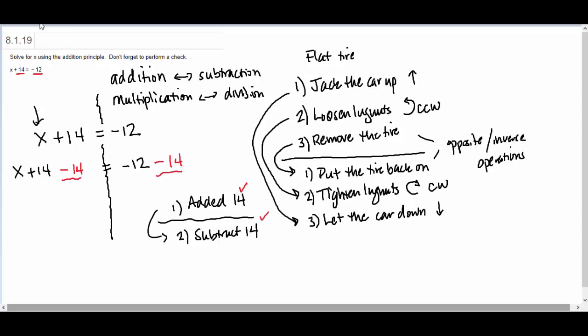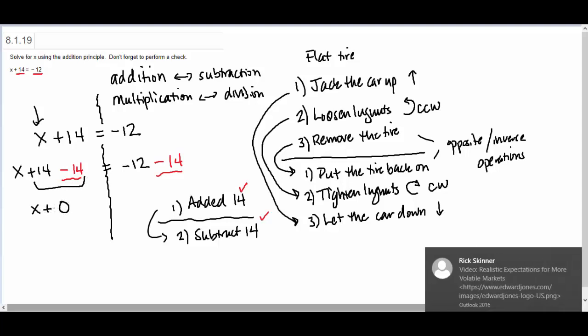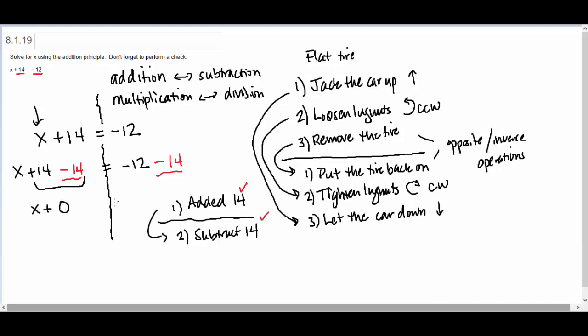All right, so now look what that does on the left-hand side. I have x plus 14 minus 14. Well, what's 14 minus 14? 0. So now I'm left with x plus 0 on that side. And now on the right-hand side, I need to take these two numbers and add them. So remember, when you have two negative numbers, you add them and then make the answer negative. So I add 12 and 14, and I get 26. And so they're both negative, so that means it's negative 26.